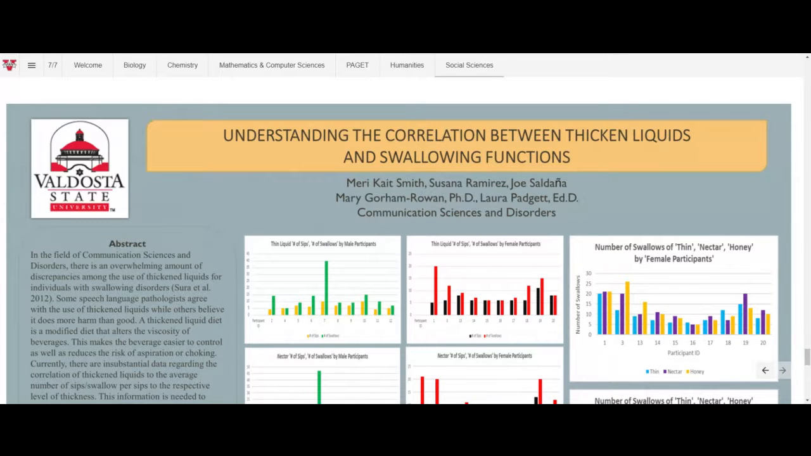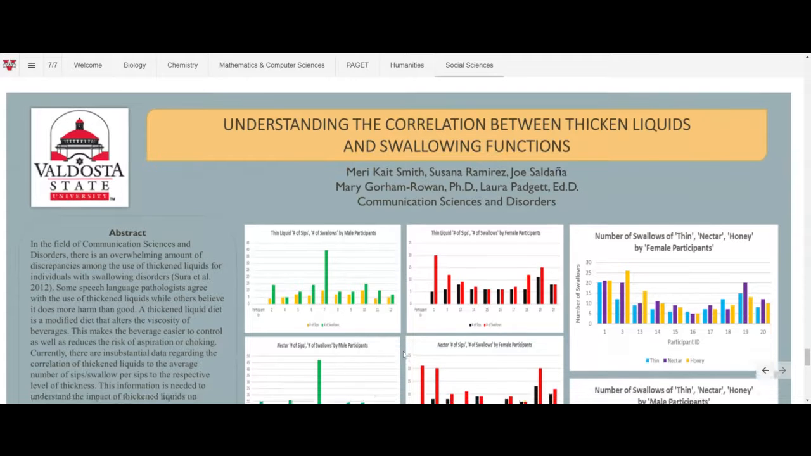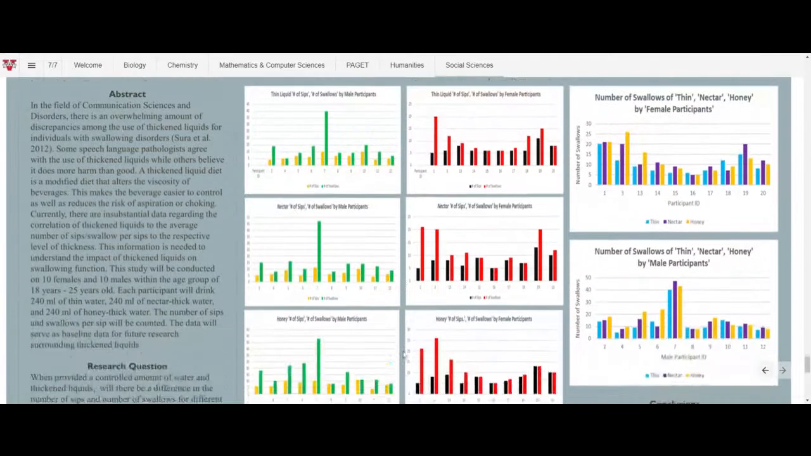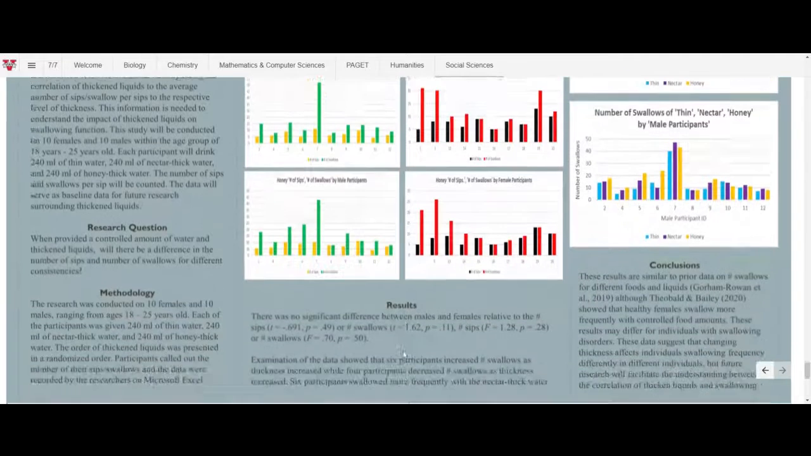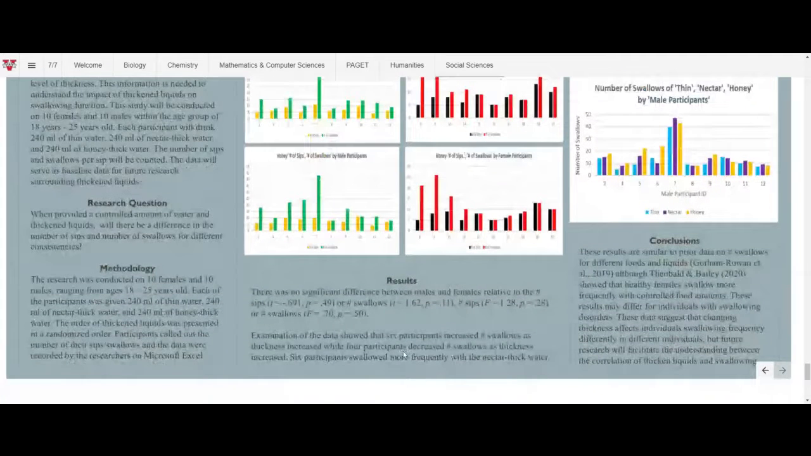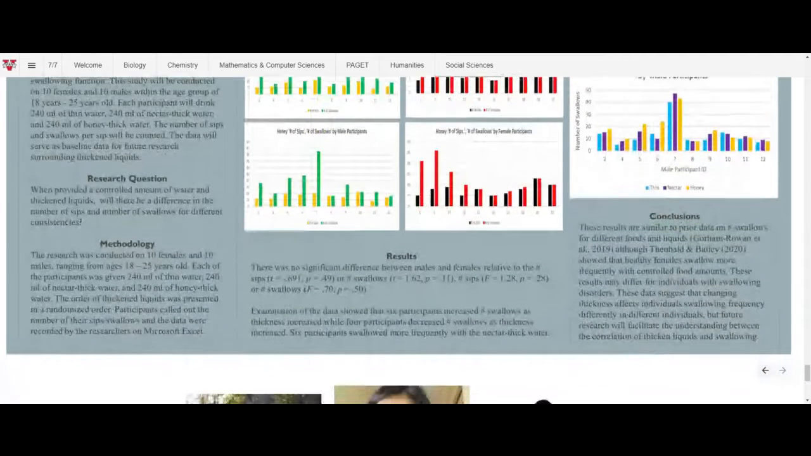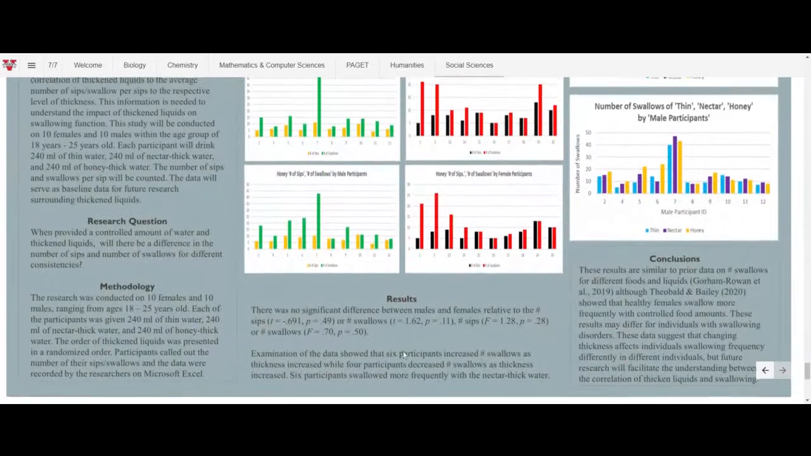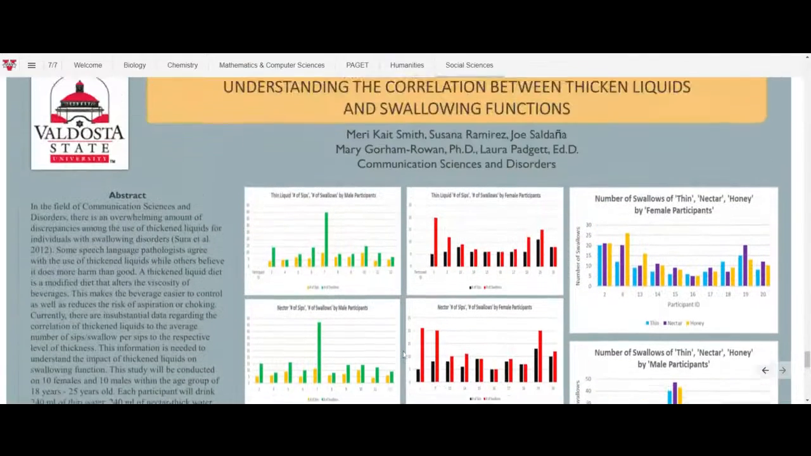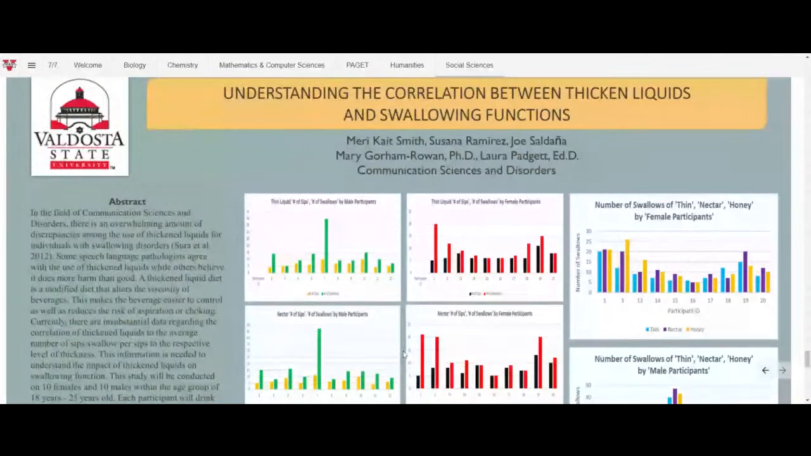Okay, so our topic was understanding the correlation between thickened liquids and swallowing functions. This is technically under social science because it's under communication sciences and disorders. So it has to deal with humanities. I just wanted to make it clear that it kind of correlates through just the humanities side of it.